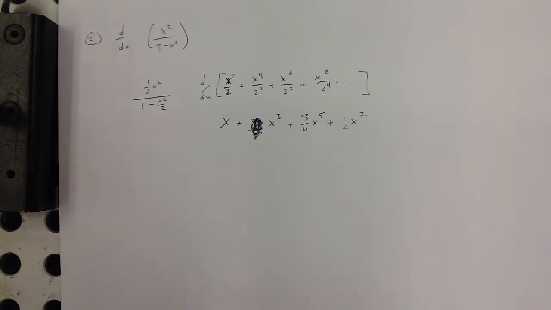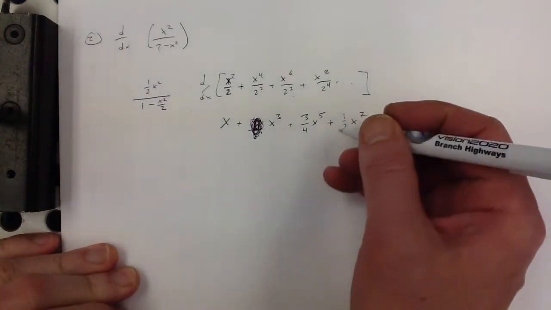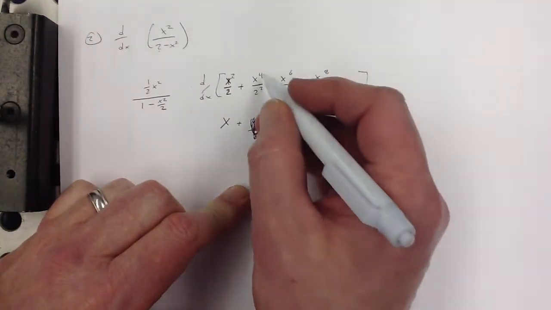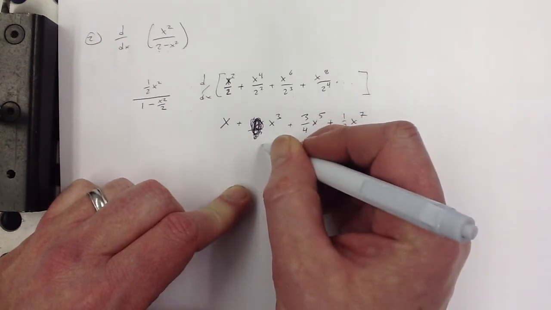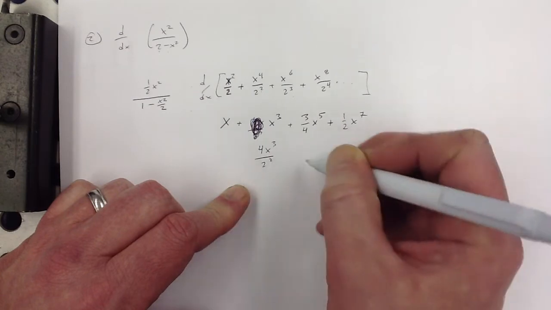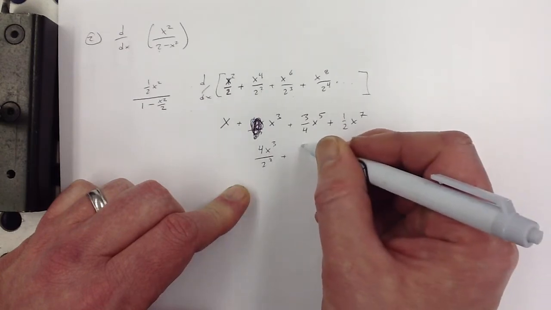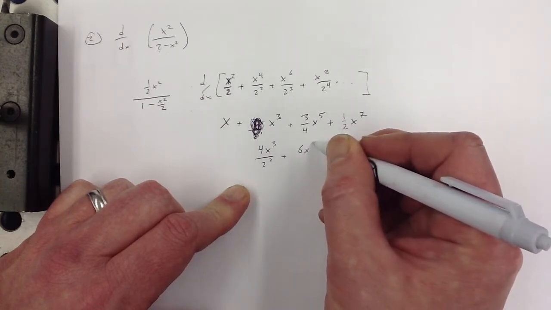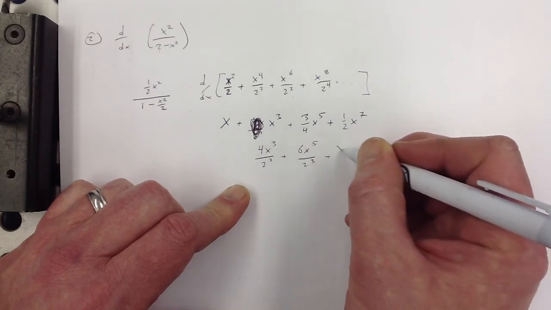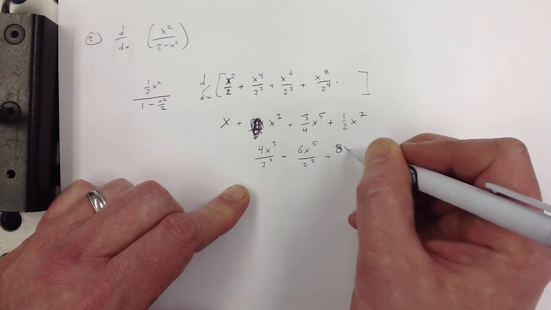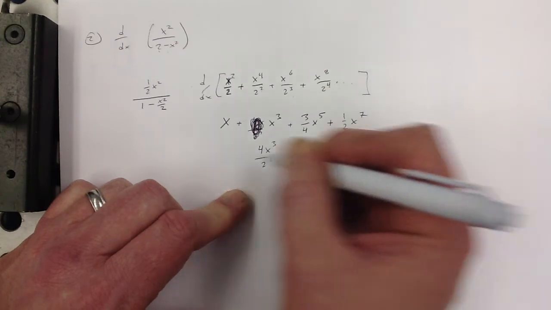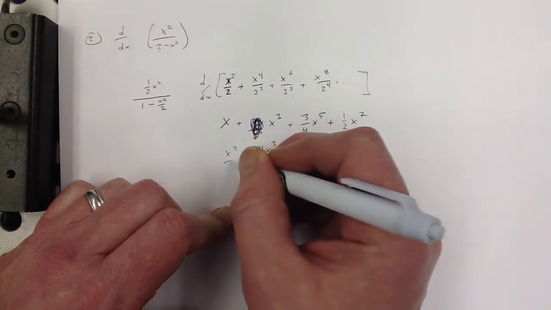Oh, we do need a general term. Dang it. All right, so let me rewrite these unsimplified. That would be 4x cubed over 2 squared plus 6x to the 5th over 2 cubed. That would be 8x to the 7th over 2 to the 4th, and this is x squared over 2.